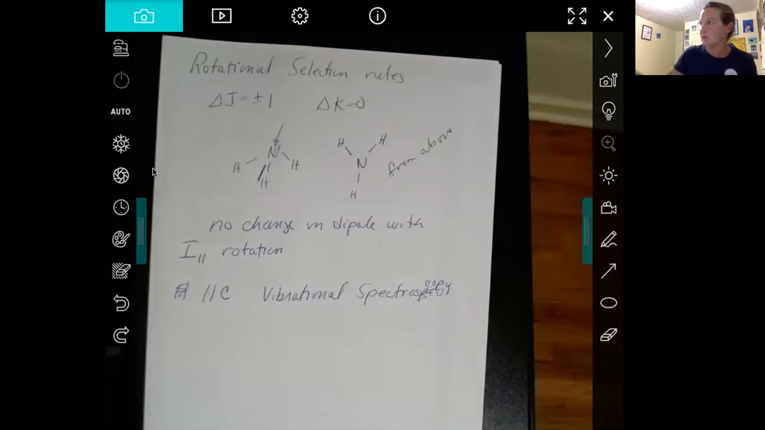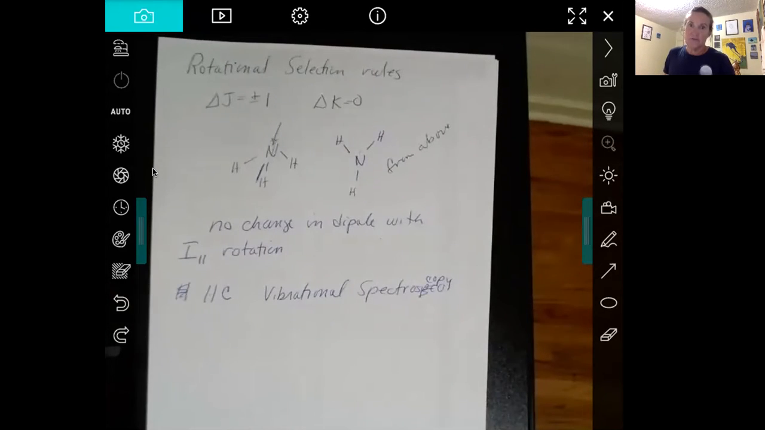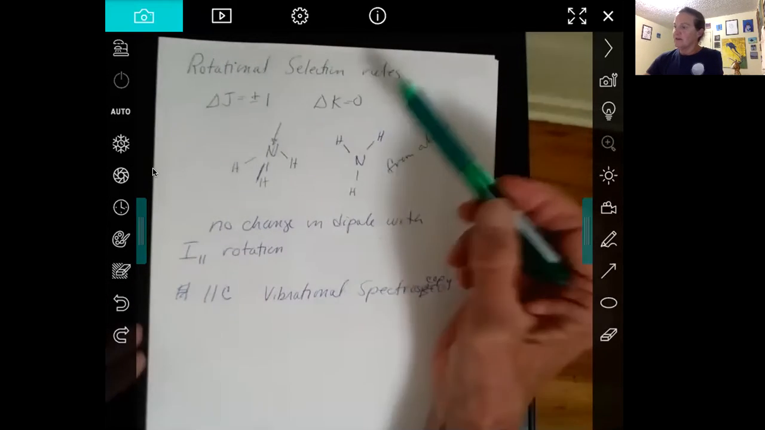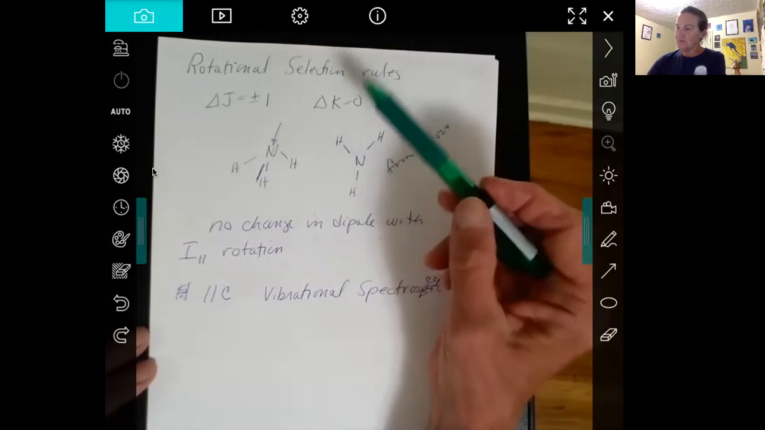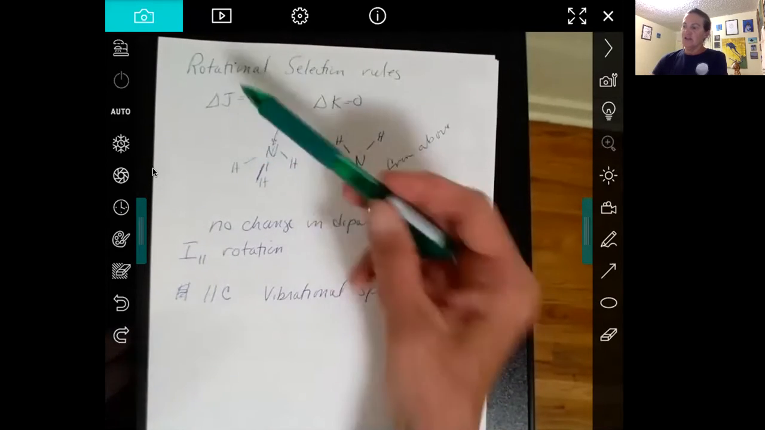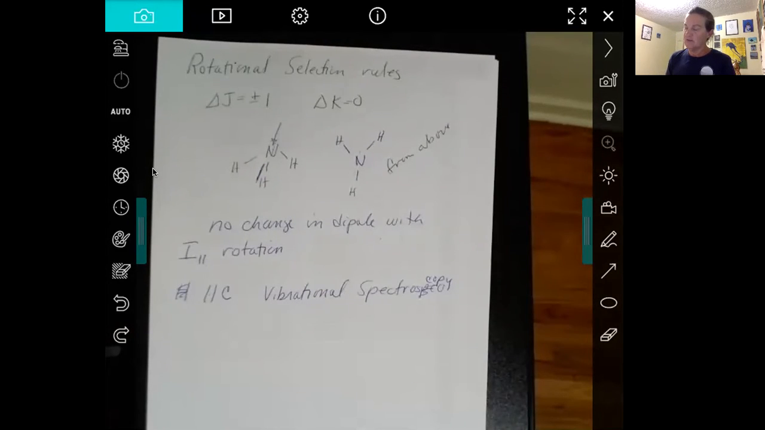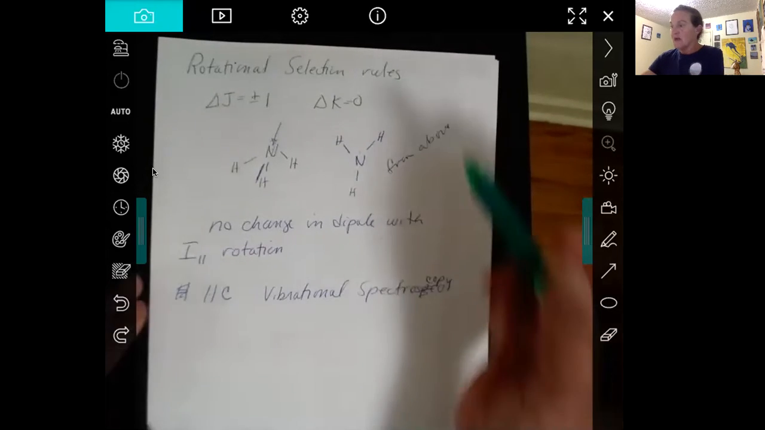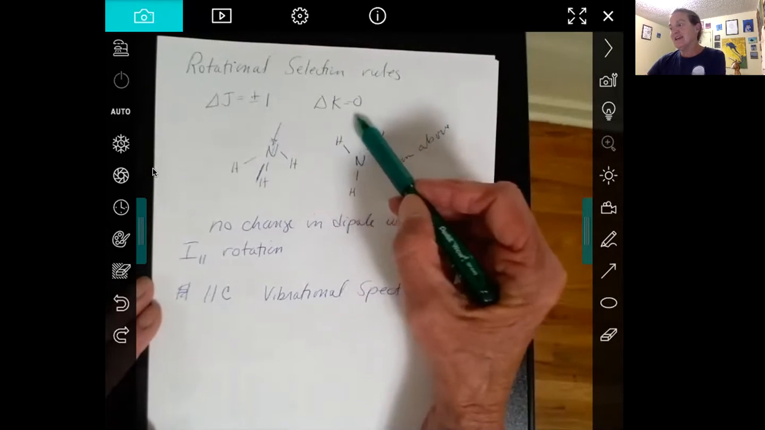So remember when we were looking at rotational spectroscopy in the last lecture, I couldn't remember why delta K had to equal 0. So delta J, which is the angular momentum of the molecule, has to either go up 1 or down 1. If it's absorption spectroscopy, it'll go up 1. If it's emission spectroscopy, it'll go down 1.